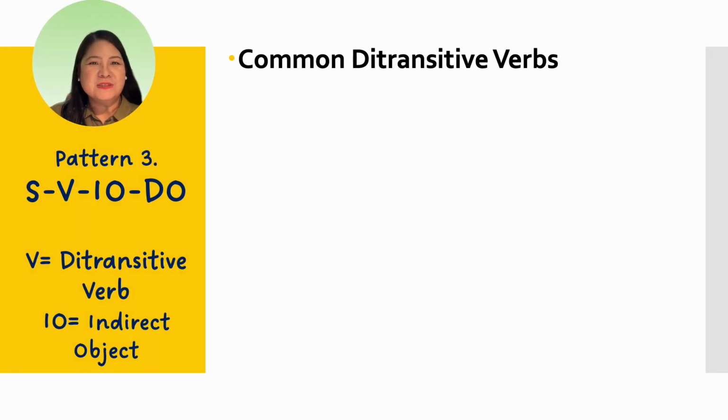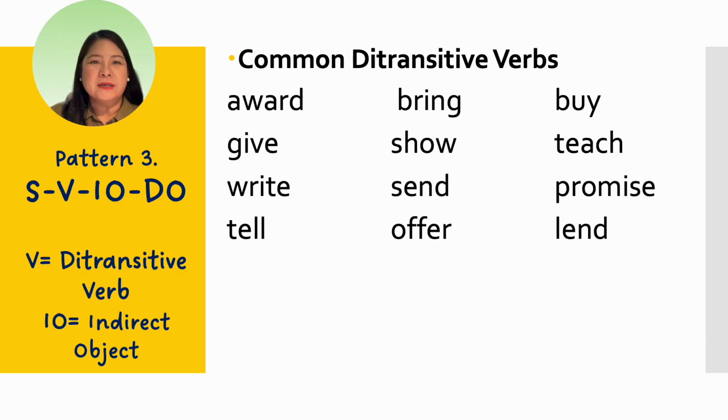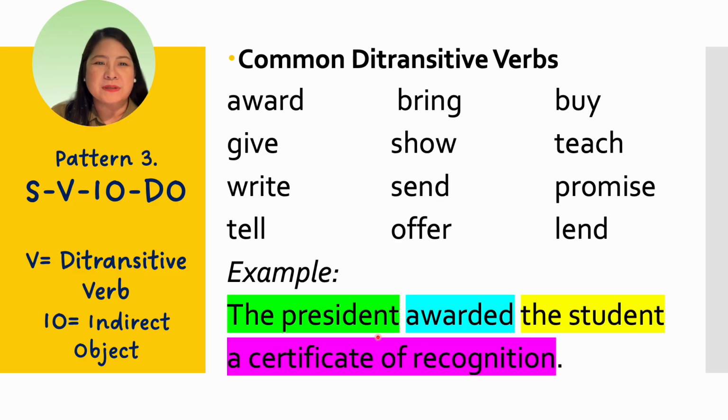Further information, so we have common ditransitive verbs here, like award, bring, buy, give, show, teach, write, send, promise, tell, offer, lend, and more. For example, the president awarded a student a certificate of recognition. We have the subject, the verb, which is a ditransitive verb because it takes two objects. We have the IO, the indirect object, and we have the DO, or the direct object. That's why it's ditransitive.